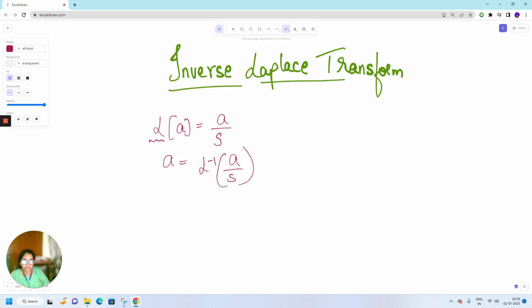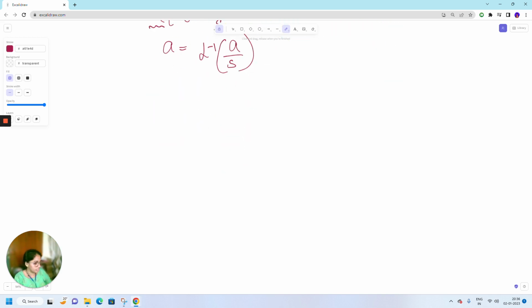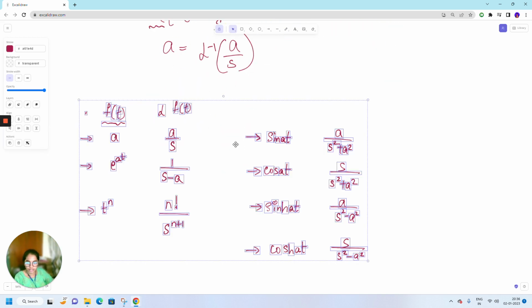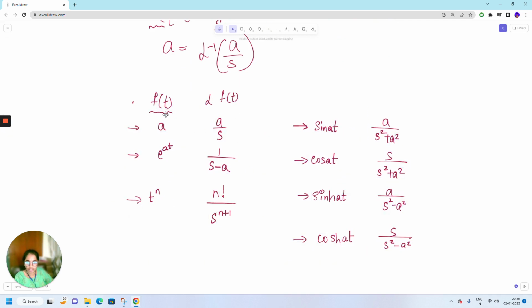So in Laplace, you would get, find the Laplace of A. In the inverse Laplace, the question would be something like this: find the Laplace inverse of A by S. You would have to write A. Let me take that formula list that we had in Laplace. This was the formula list. Agree?